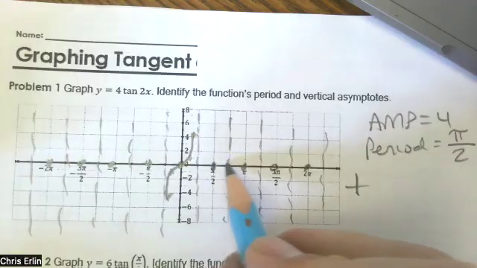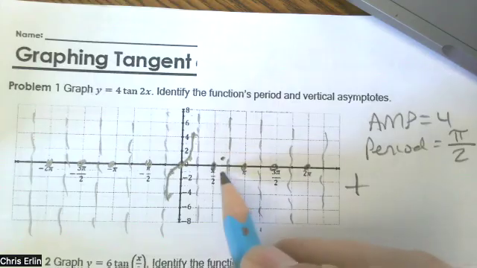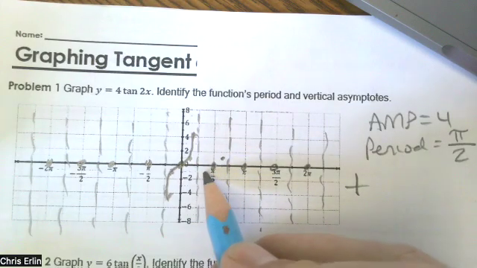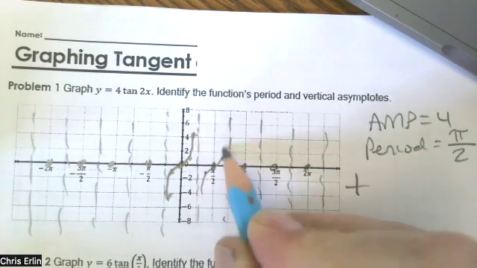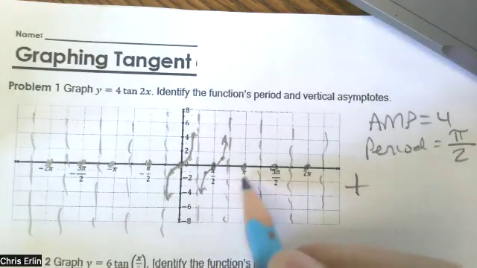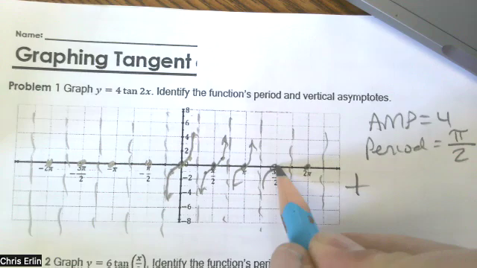And I know that halfway between the 0 and the asymptote is that 45-degree angle. The ratio is going to be a 1. Going to the left, it's going to be that 1 over negative 1 or negative 1 over 1. And I can just draw these in.